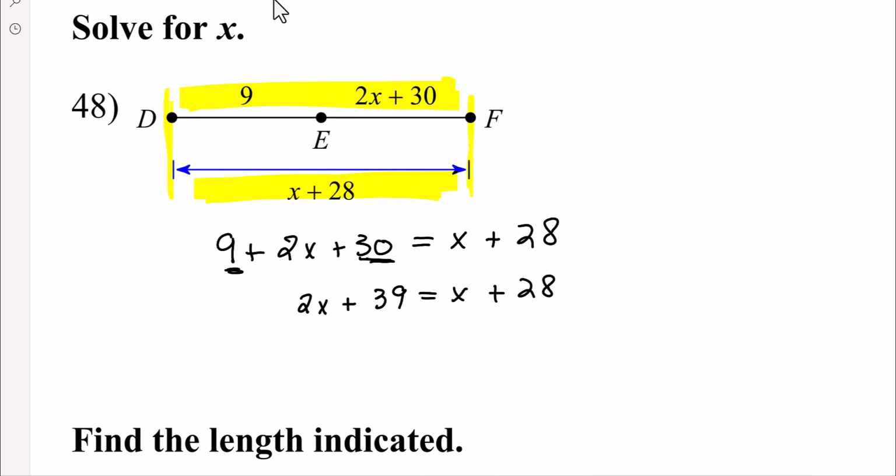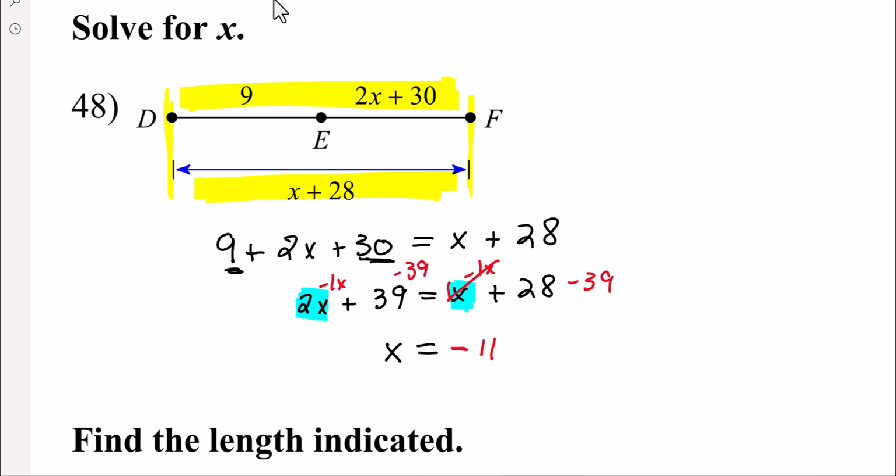And then notice 1x, because 2 is larger than that invisible 1 right there, I'm going to subtract 1x from both sides. And 2x subtract 1x leaves me what x is. So because x is now on the left side, I'm also going to subtract 39. Not degrees, 39. So 28 subtract 39 is -11.